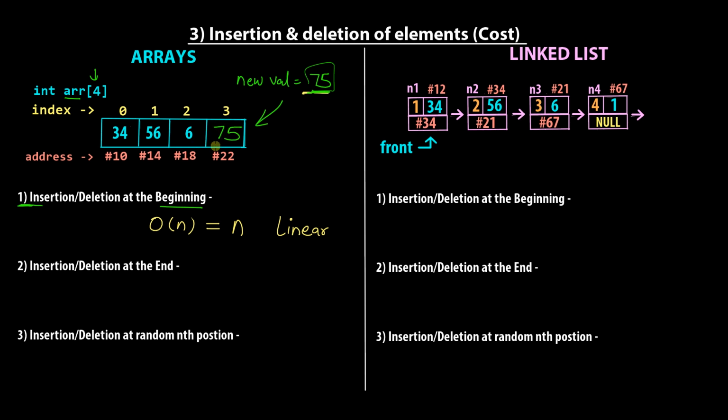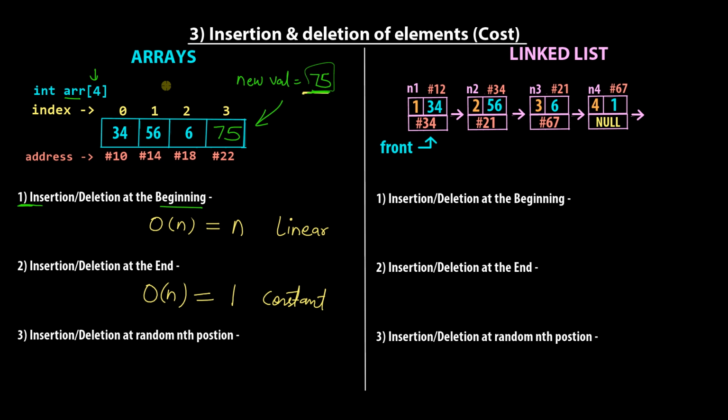The reason is inserting at the end does not require any of the existing elements to be shifted. So there is no extra effort or extra overhead over here. So over here O of n, that is big O notation, is gonna be 1, which is constant time. Okay. Now talking about the last thing, that is insertion and deletion at random nth position.